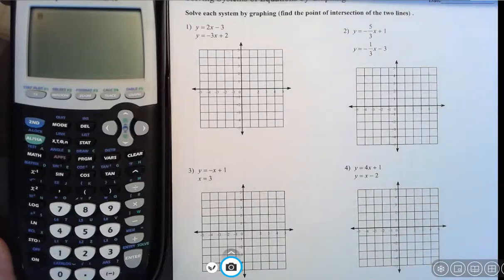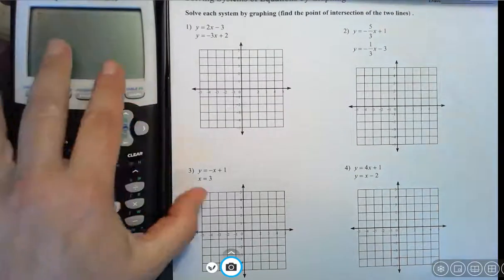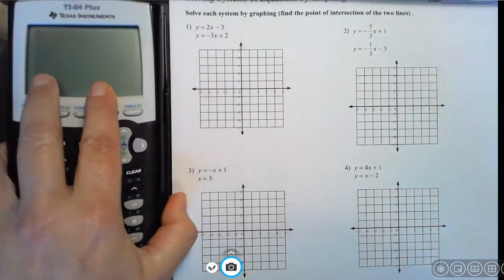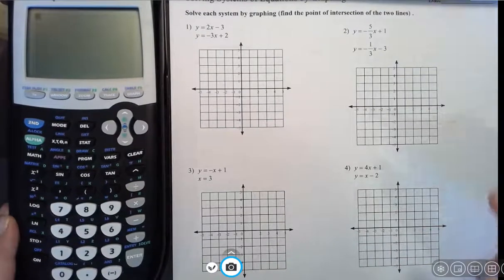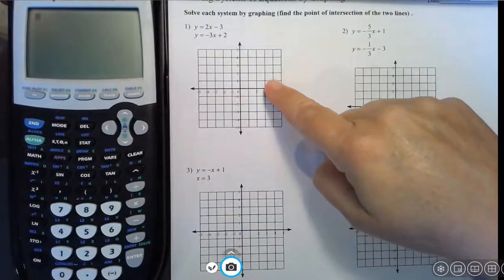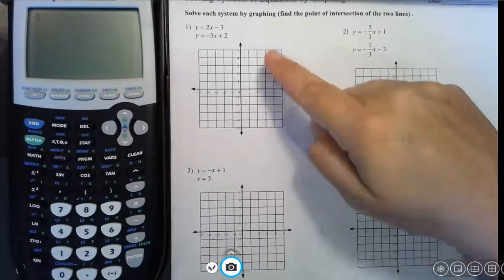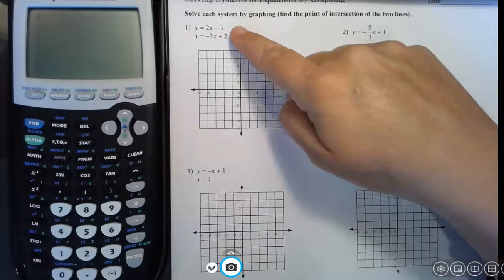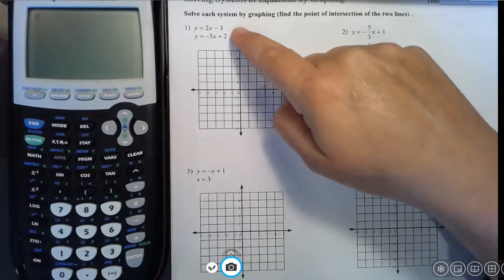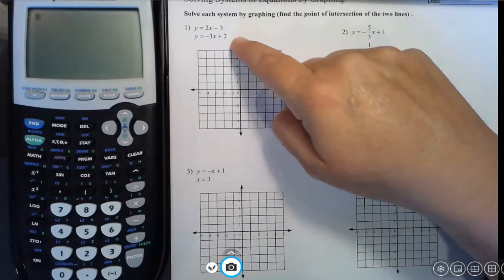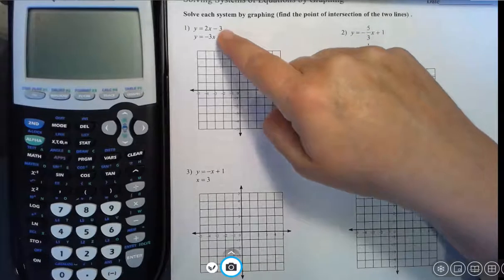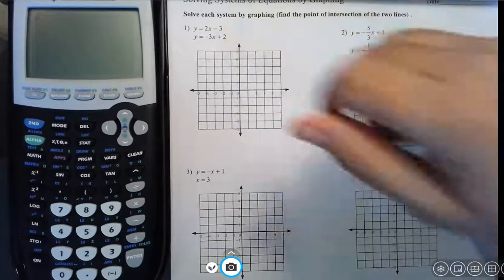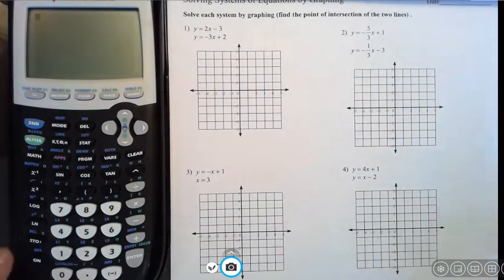Okay, the purpose of this video is to show you how to use your TI-84 or a TI-83. They both work a lot the same, to solve systems of equations by graphing. And of course, it's really important that you understand that in order to plug these equations into the graphing calculator, they need to be in slope intercept form, or y equals mx plus b.